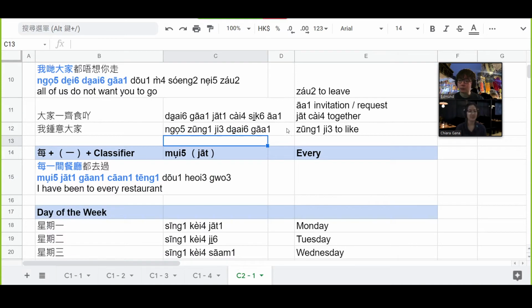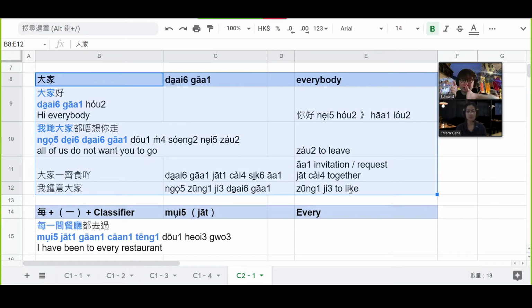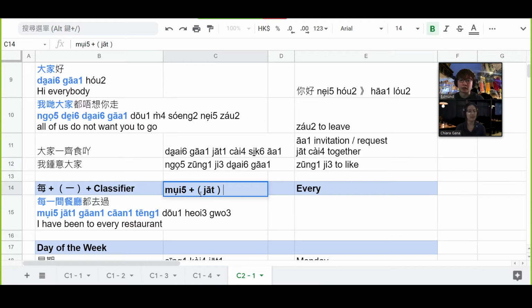Okay. So if you want to say every one, not in the sense of a collection of many people, but every person, this person and that person, you can say 每, and then you can add a 一. 一 is not necessary, but you can add it also. And then you add a classifier, and then add a noun. And that would be every something. For example, we have an example.